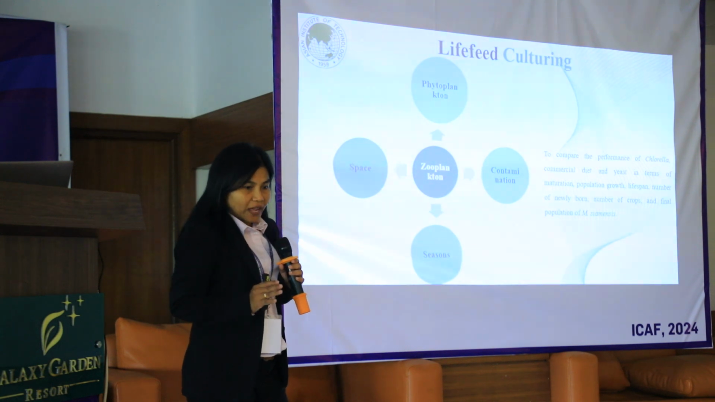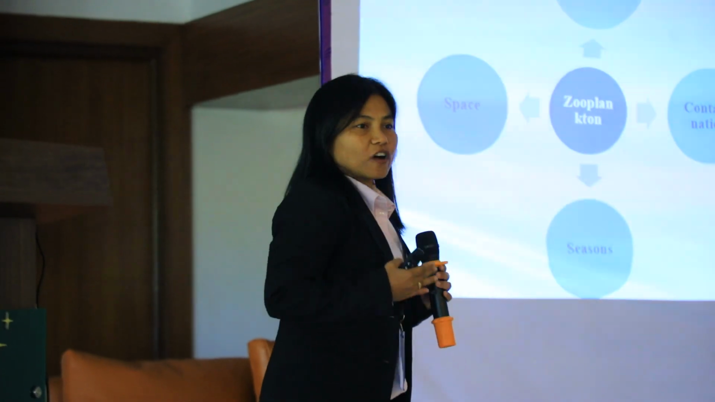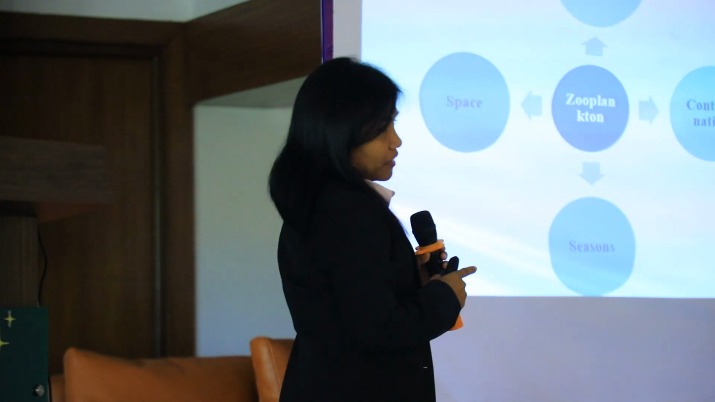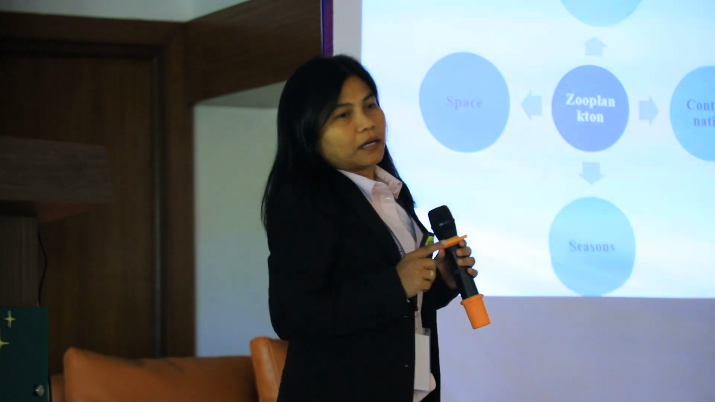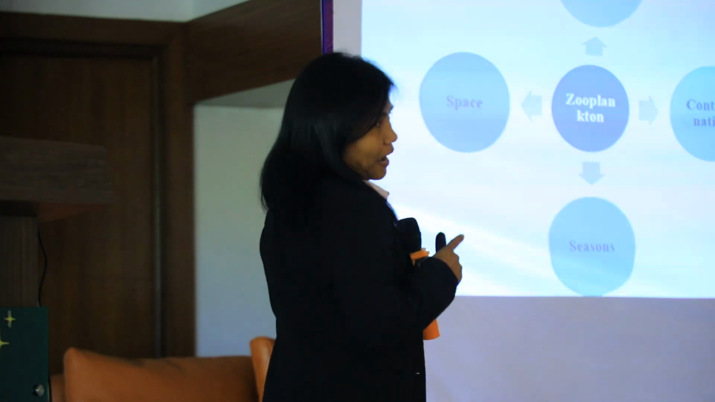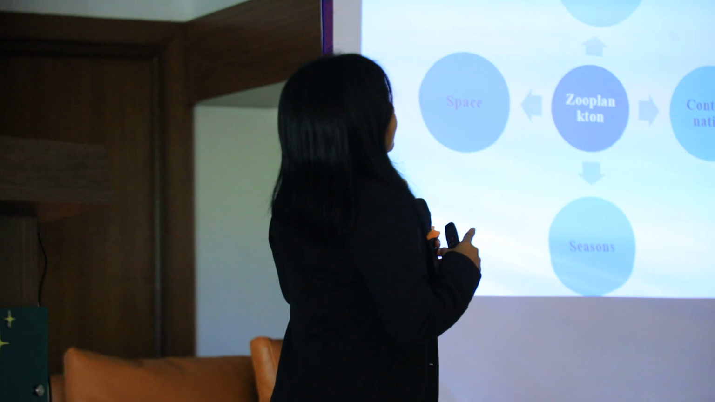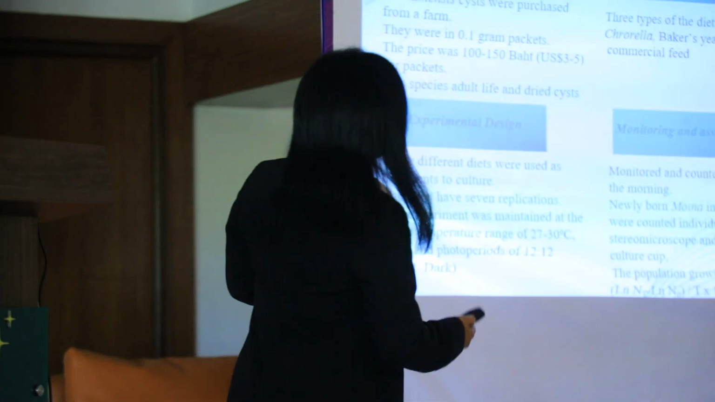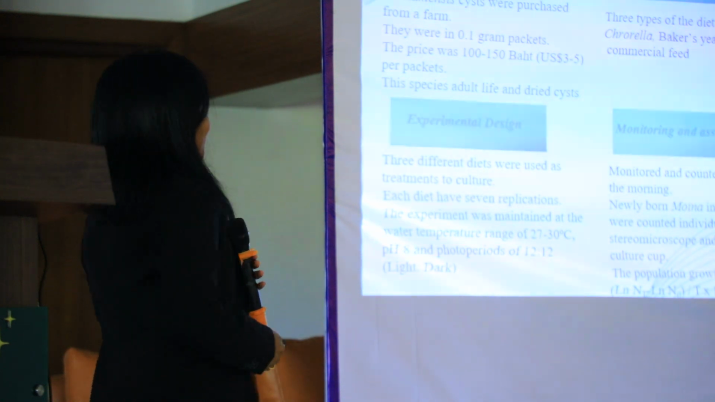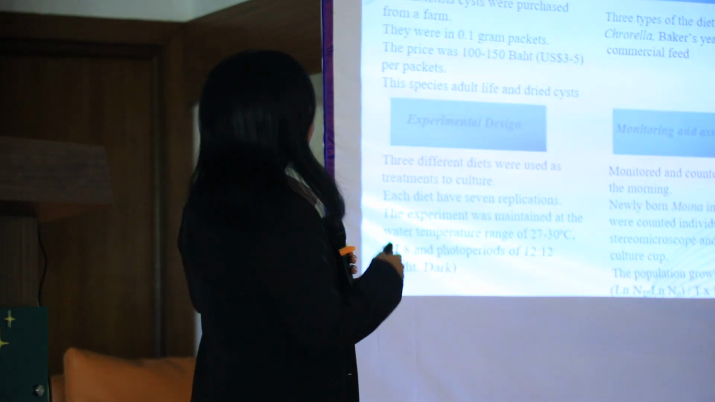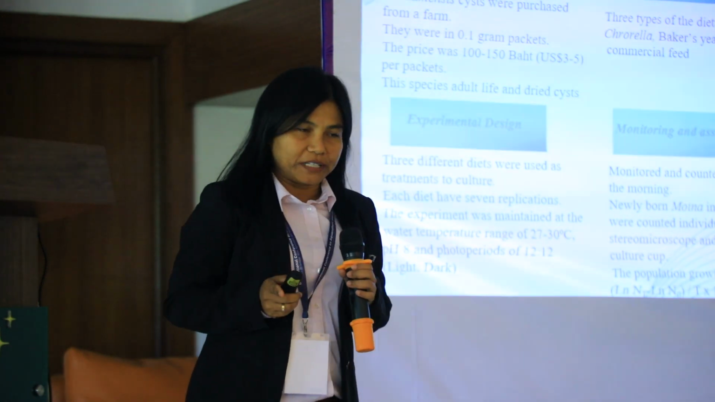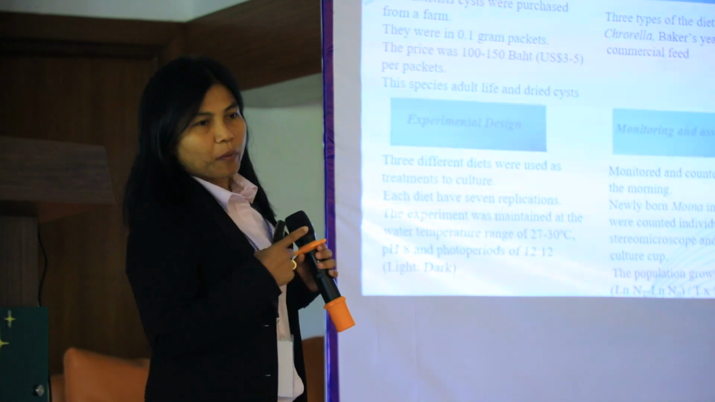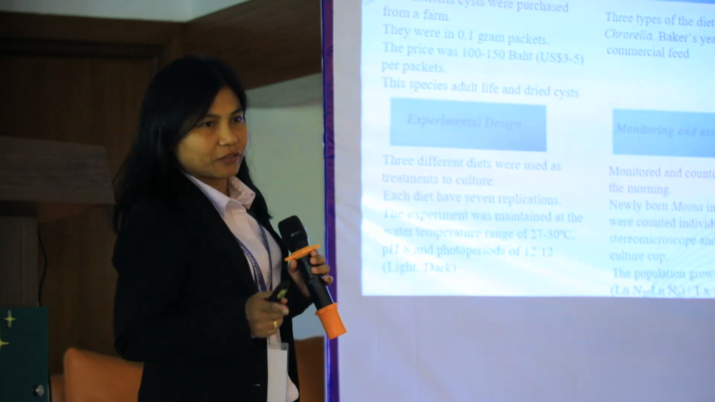But in our tank, we compare the performance of the chlorella with the commercial diet and yeast in terms of population growth, lifespan, and the number of offspring. So, materials and methods. The moina, which are available in Thailand, like live, also and industries. The price of them is 0.1 gram, around 3 to 5 US dollars.